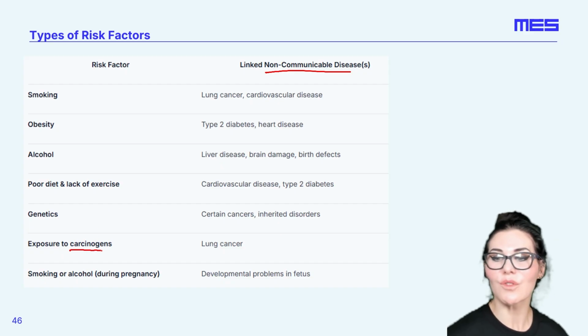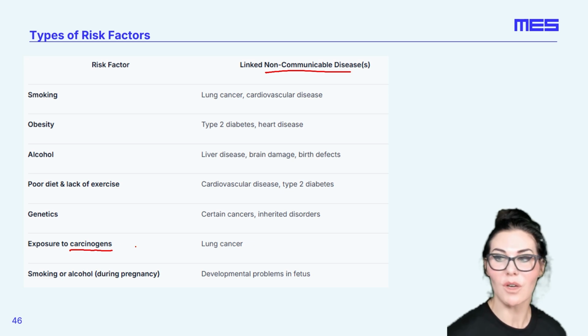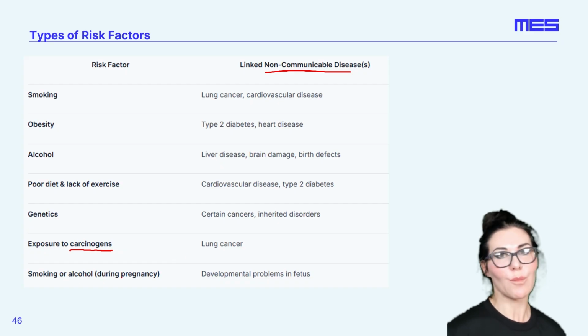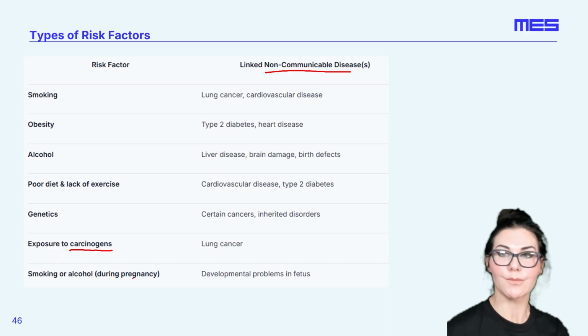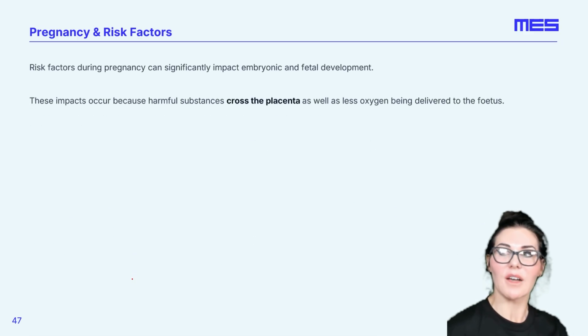Carcinogens are chemicals that cause cancer. So if you're exposed to a carcinogen like cigarette smoke, then that's going to increase your risk of lung cancer. Smoking or alcohol, especially during pregnancy, can increase the risk of the fetus developing problems with their own development. It can lead to deformities, for example. Let's focus then on that pregnancy bit and risk factors.